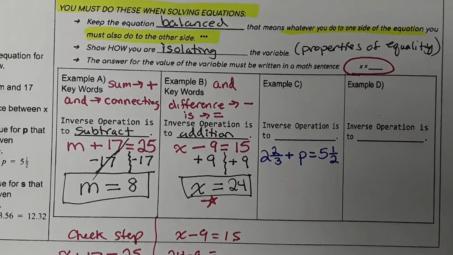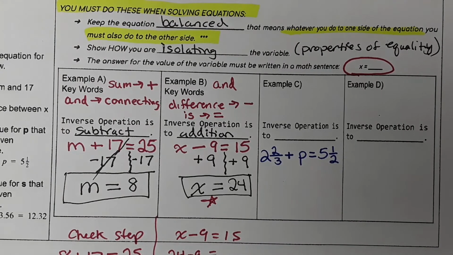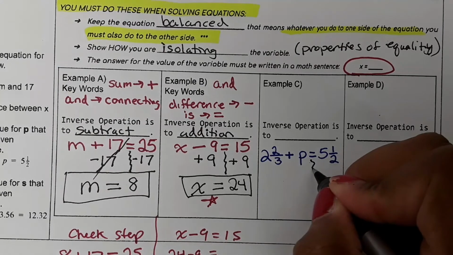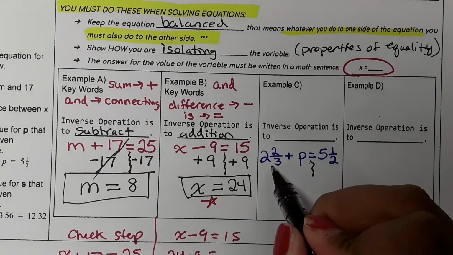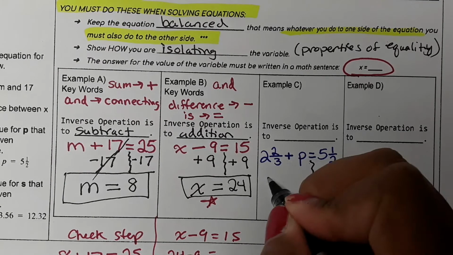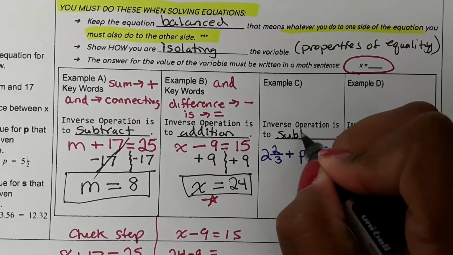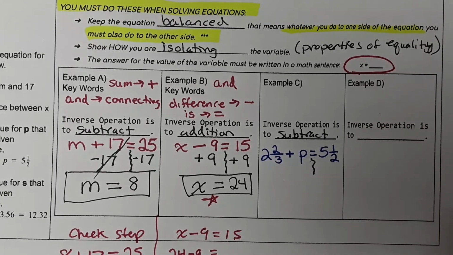All right, just like before, no different. Just like before, we're going to put in our Great Wall of China so we can identify one side versus the other side. And here it says that 2 and 2/3 is being added to p. So to undo that, we would need to subtract. So again, you're just going to do its opposite.